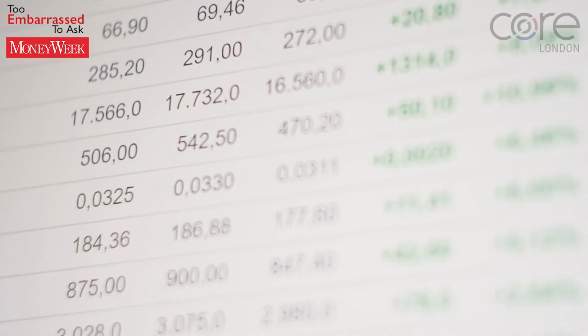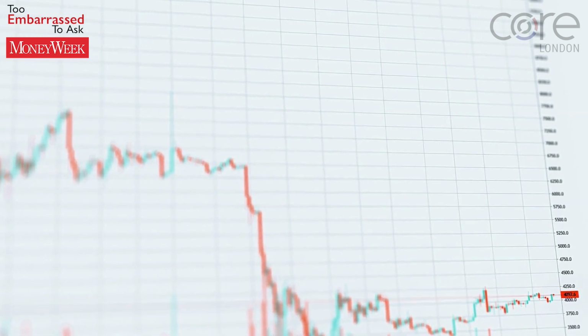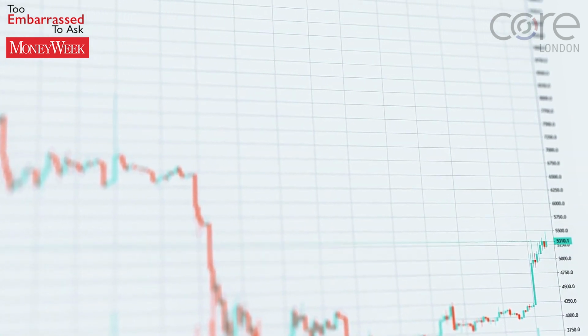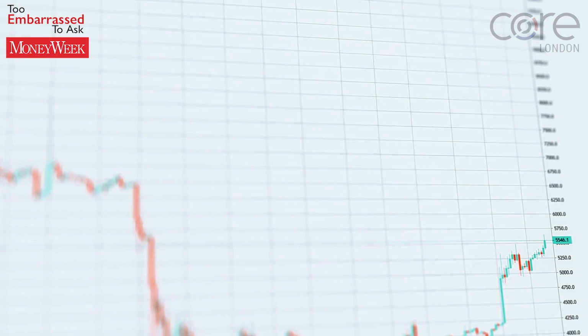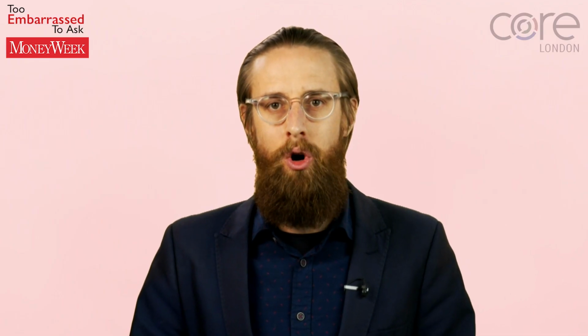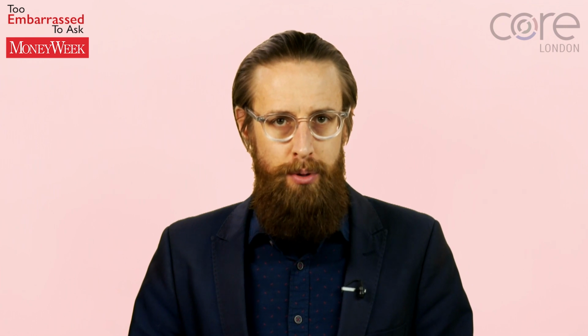The big difference between ETFs and investment trusts or closed-ended funds is that while both are listed on stock exchanges, an ETF should, except in exceptional circumstances, always track the value of its underlying assets very closely. An investment trust, by contrast, can trade at a premium or a discount to the value of its underlying portfolio.